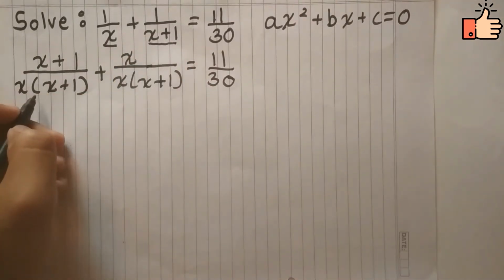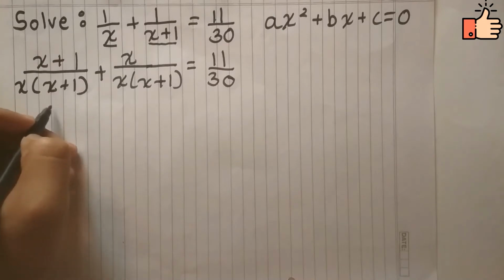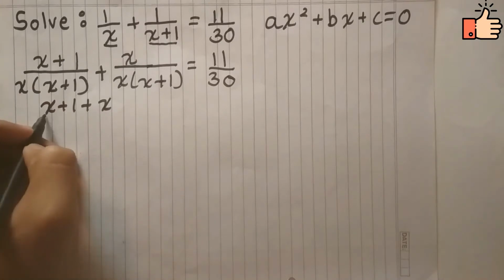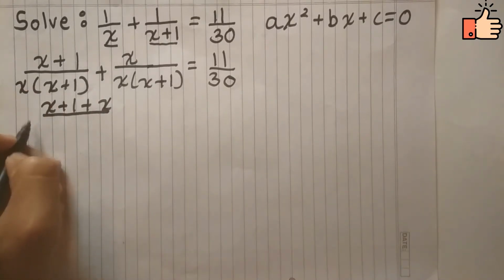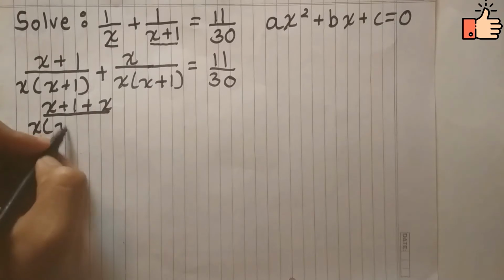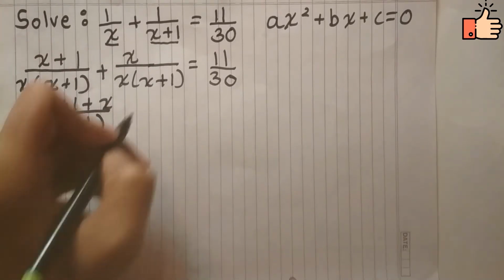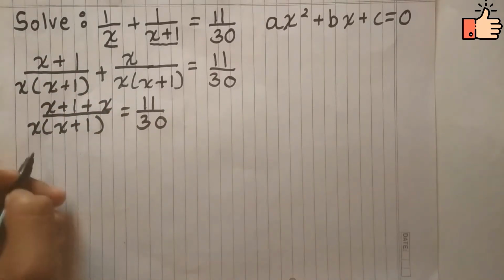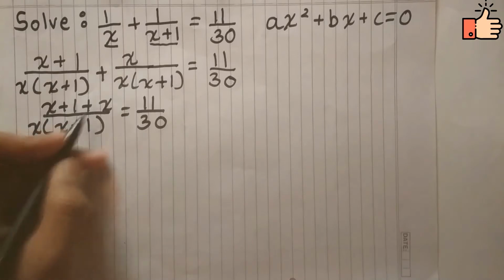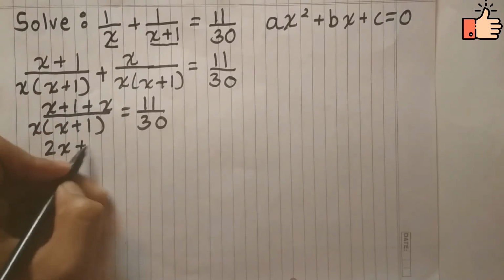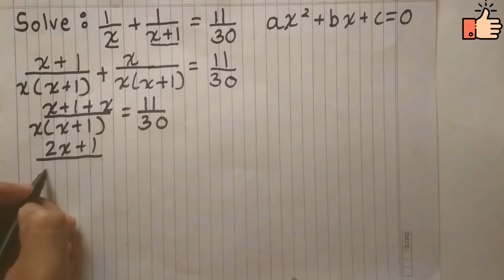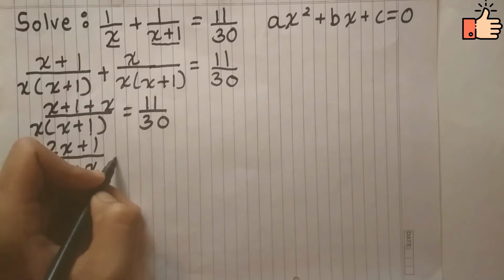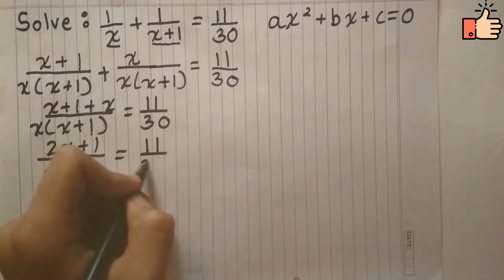And then since the denominator is same, we can add these fractions. x plus 1 plus x upon x times x plus 1 whole equals 11 upon 30. So that will get us to 2x plus 1 upon x into x is x squared, and x into 1 is x equals 11 upon 30.